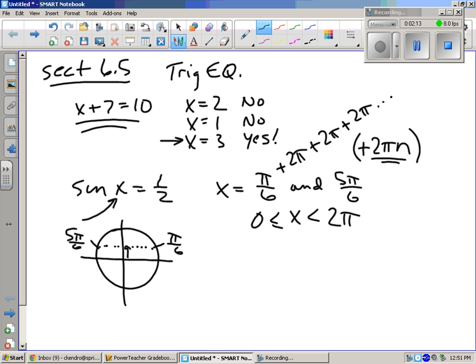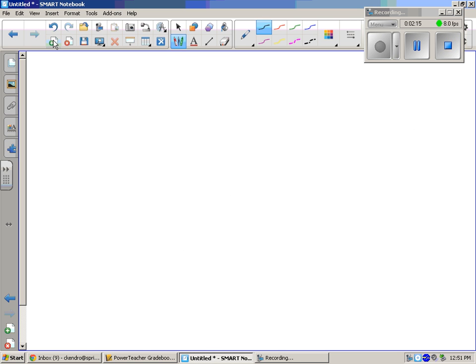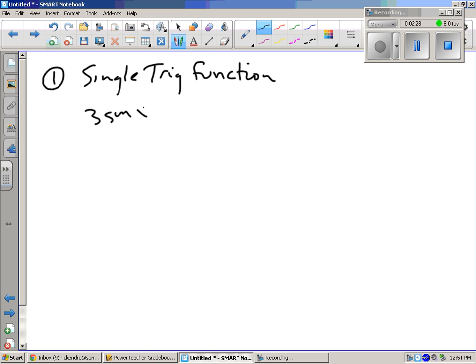Okay, let's try some examples here. So the first type you're going to run into is when you have a single trig function. So just sine or just cosine, for example. So I have 3 sine x minus 2 equals 5 sine x minus 1.